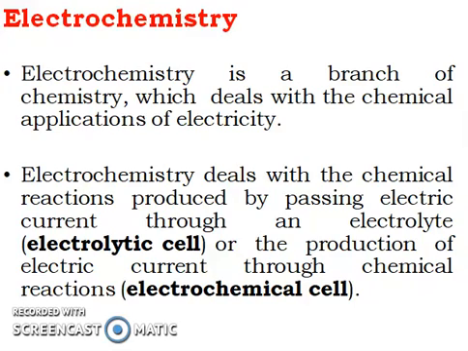I repeat, in other words, an electrolytic cell is one where electrical energy is converted into chemical energy, whereas an electrochemical cell is one where chemical energy is converted into electrical energy.